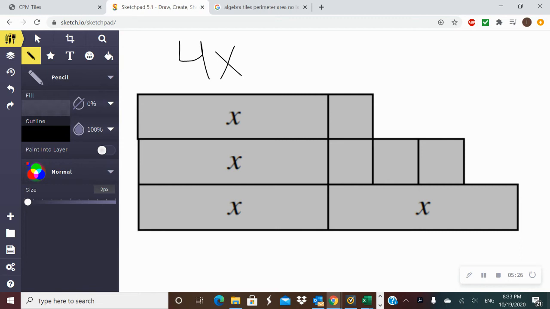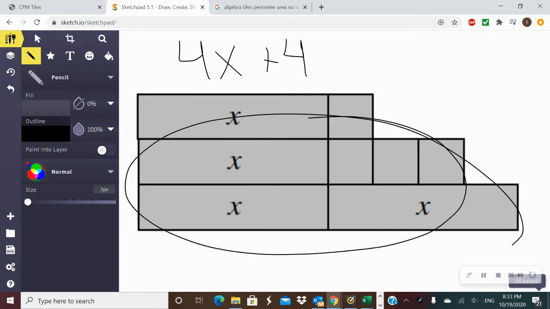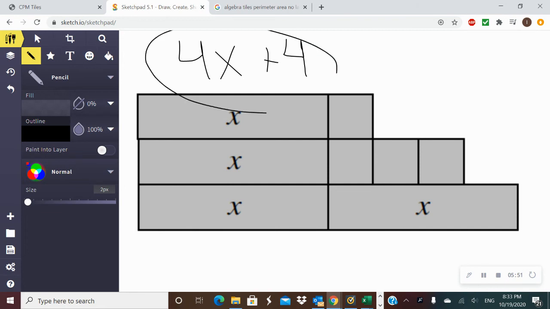Anyway, so we know that we have 4 x's. Now let's see what else we have. Look over here. We have a bunch of 1s. So we have a 1 here, a 1 here, a 1 here, and a 1 here. So we have 4 1s. So we would just do plus 4. And our answer to the area of this would be 4x plus 4.